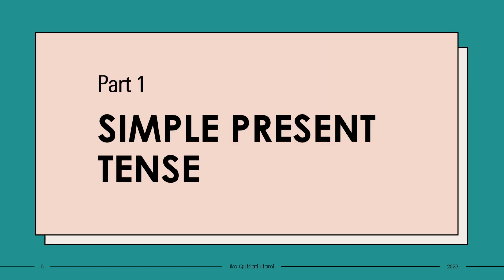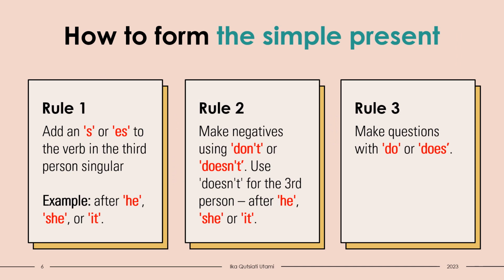Okay, let's start from the concept of simple present tense and later the second part for present continuous tense. So, how can we form the present simple tense? To use the present simple, you need to remember 3 things or 3 rules.